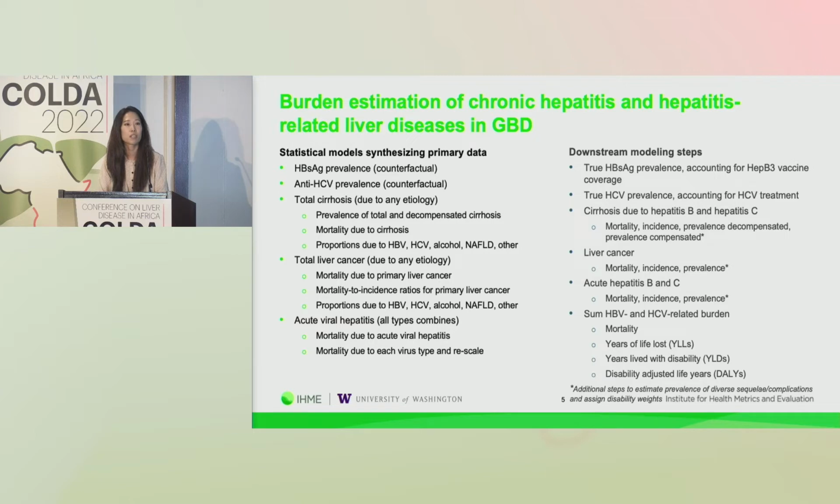seroprevalence estimates. And lastly, for the mortality of hepatitis-related burden, we sum up the total cirrhosis, total liver cancer, and acute viral hepatitis envelope, which are then split into different etiologies using the data from case series. Then we sum them up to produce the total hepatitis-related mortality burden.